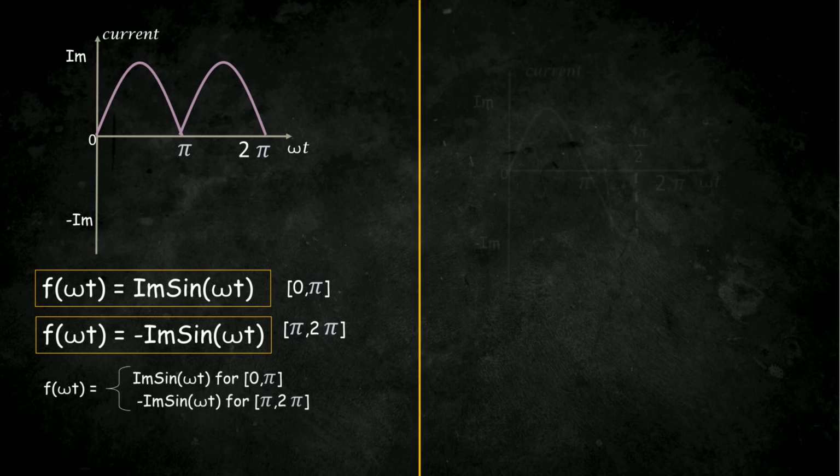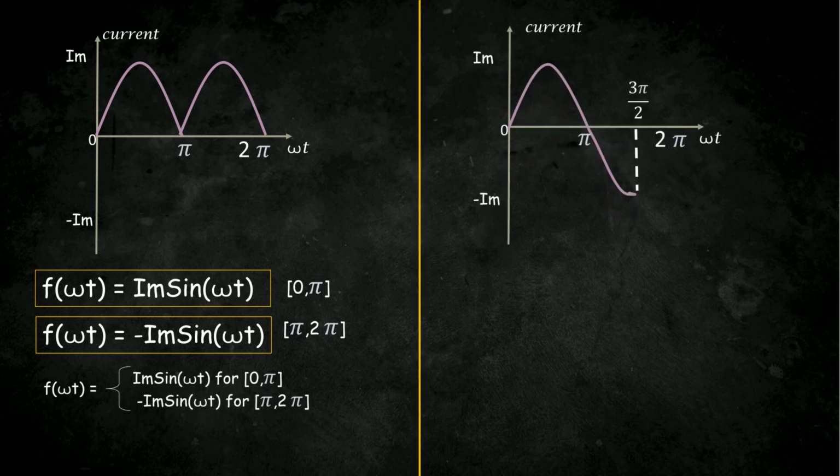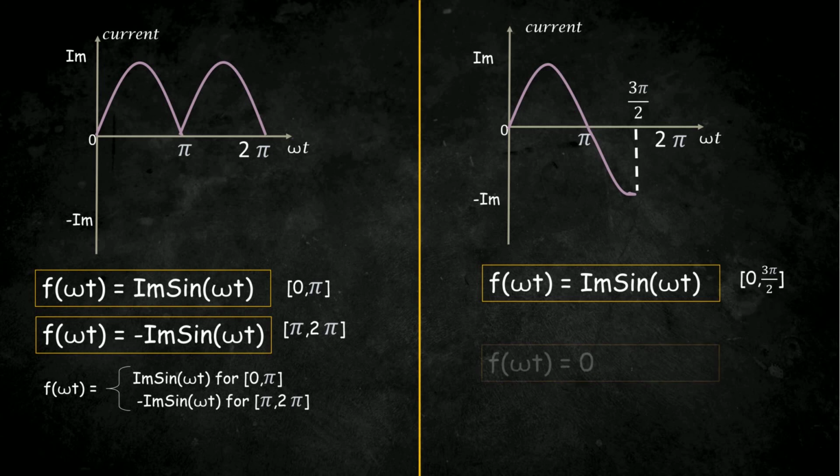Similarly, let's consider this example. Here, our sine wave matches with the given waveform from 0 to 3 pi by 2, but after that its value becomes 0. Therefore, f of omega t is equal to Im sin omega t for the interval 0 to 3 pi by 2 and f of omega t is equal to 0 for the interval 3 pi by 2 to 2 pi.